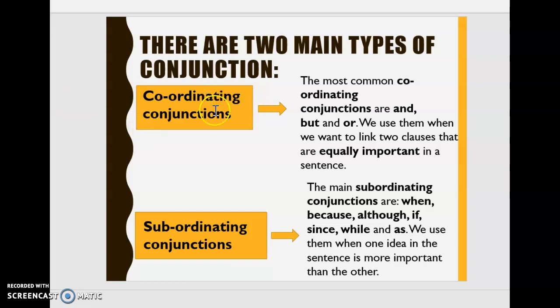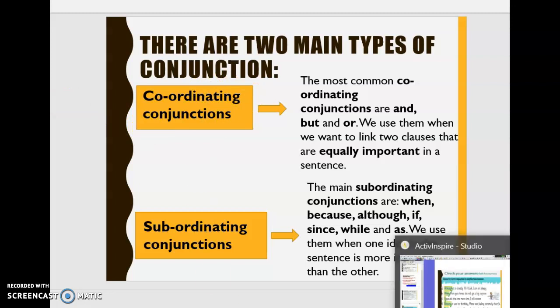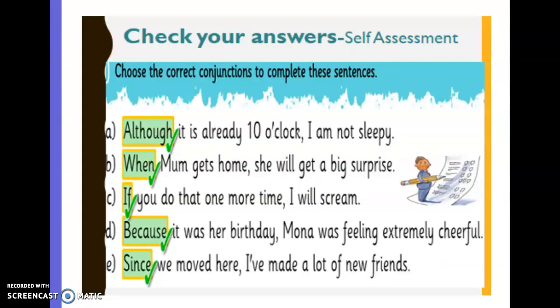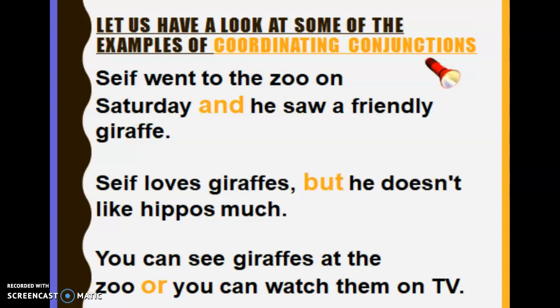Now, let's focus upon coordinating conjunctions. Okay? These are some of the examples of coordinating conjunctions. Seth went to the zoo on Saturday and he saw a friendly giraffe. In this sentence, there are two clauses and they both hold equal importance. Seth went to the zoo on Saturday. This is one clause. And the second one is he saw a friendly giraffe. This is the second clause. They both are complete. They make sense. But here they are connected with a coordinating conjunction, and.